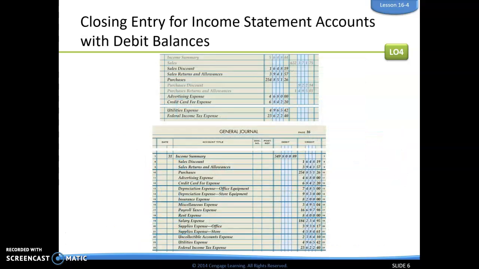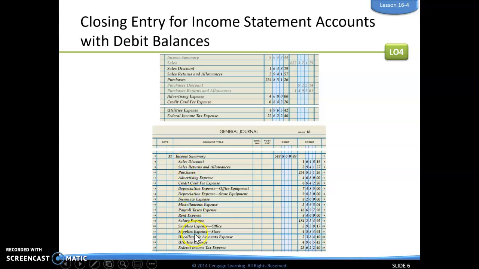Next, we're going to look at our income statement accounts that have debit balances, and we are going to close those. And so here they're showing us this is our trial balance here. And so we see these accounts that have debit balances, we are going to be closing them. Now, to close an account that has a debit balance, we are going to credit that account. So here, this is usually a long transaction.